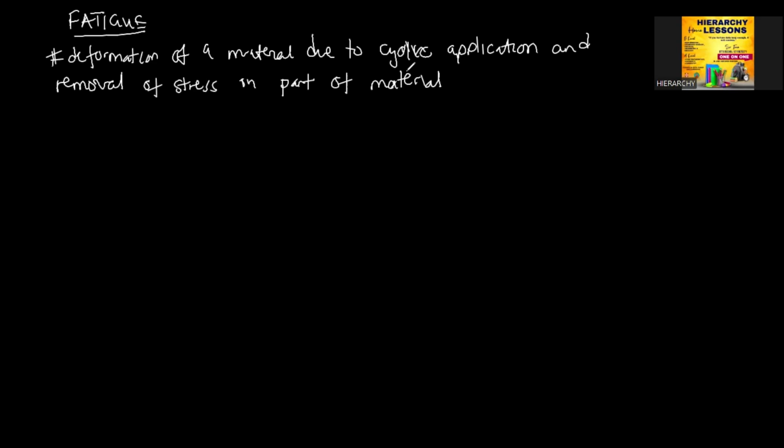After we apply cyclic stress, the material suddenly breaks, even when the maximum stress, which is called the ultimate tensile strength, has not been reached. This phenomenon is called fatigue failure. Fatigue failure often occurs in the following examples.